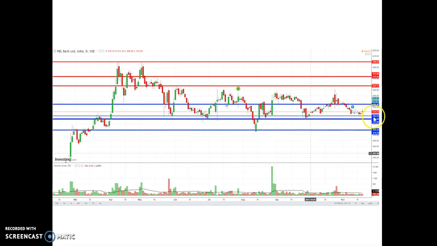Currently, this script is trading near the minor resistance line. Over this support line, many times the script bounced from this level, and immediately there is 498 acting as a very good and strong support for RBL Bank.